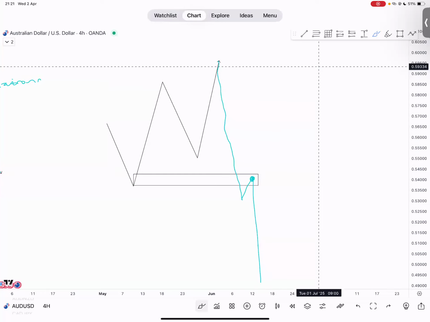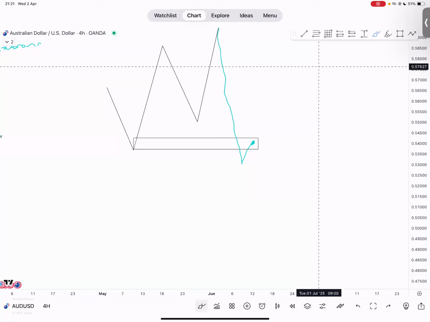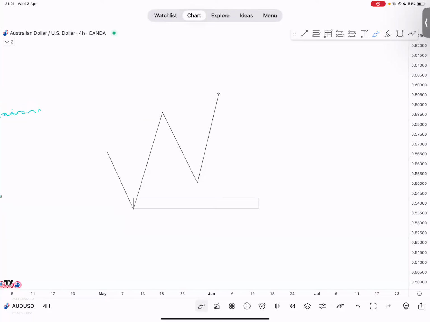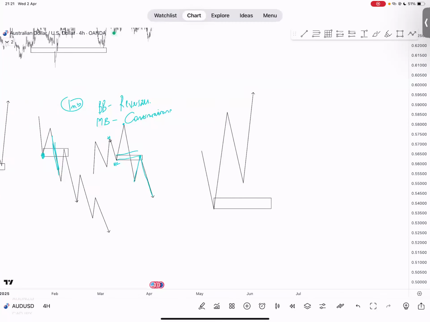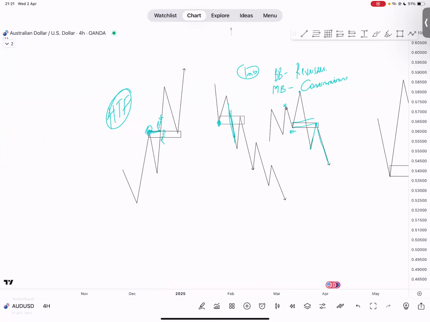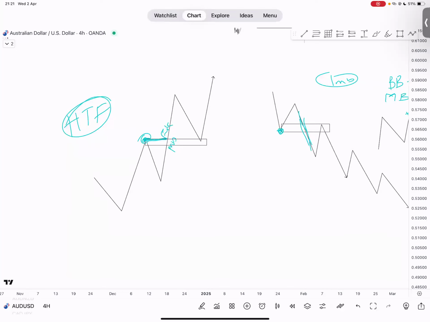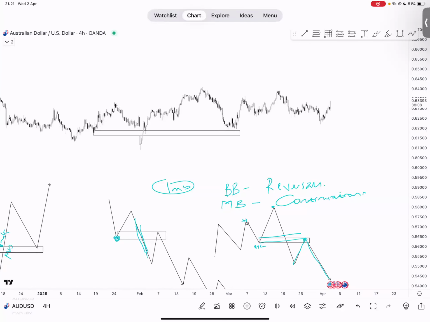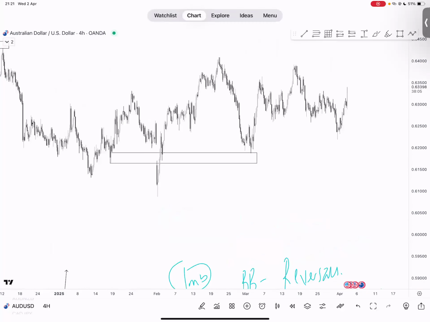Another block taken out with little or no reaction creates a breaker block, and then price takes out that breaker block, giving us a reclaim block opportunity. Okay, so remember the mitigation blocks, the reclaim block, the breaker blocks, and the other blocks. Let's look at, I think I have some chart examples here.